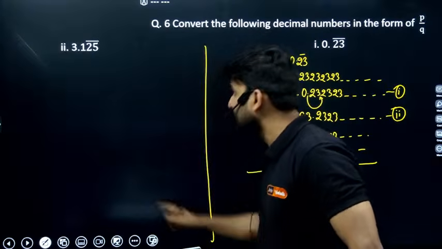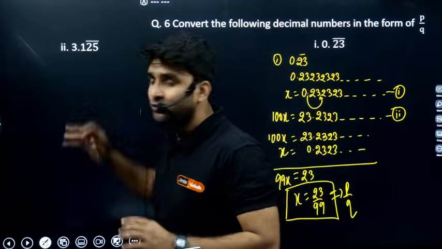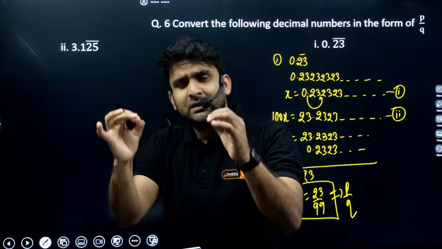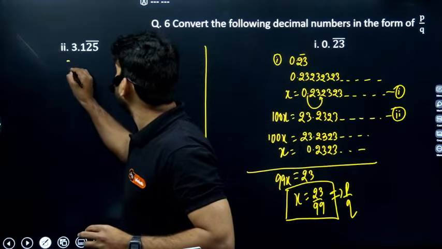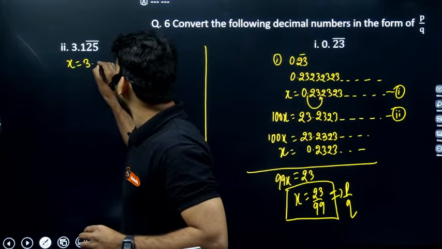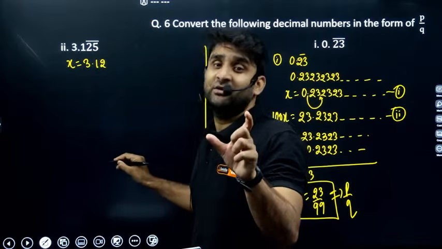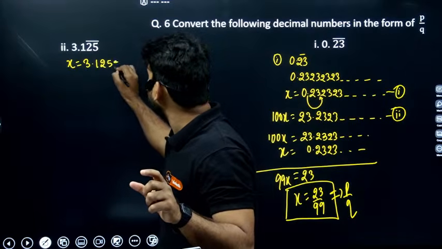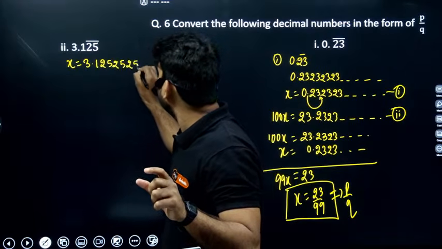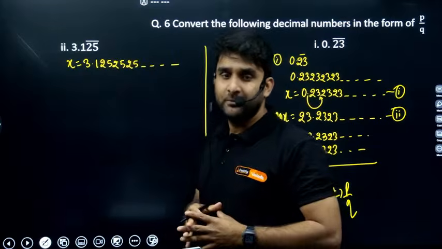Okay. Now moving to the second question. Look at the second question, guys. This is really interesting. So what we have to do? Let the number be x. So x is equal to 3.125, where the block of 25 is repeating. So this is basically 25, 25, 25 and so on.